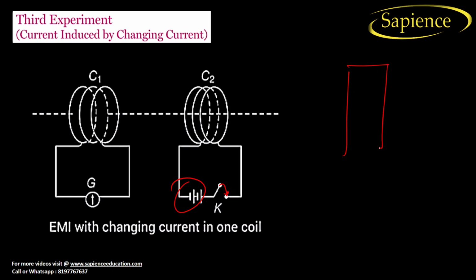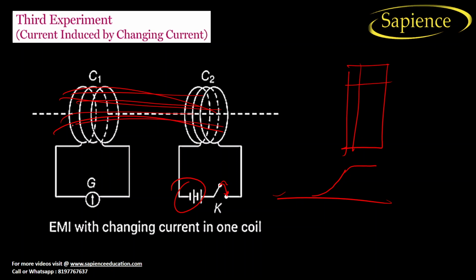What happens when you switch on? The current will suddenly increase, and after that it will become constant. In the period when the current increases, the magnetic field will change because the current is changing. If the current is changing, the magnetic flux will change. So it has been seen that EMF is generated, right?